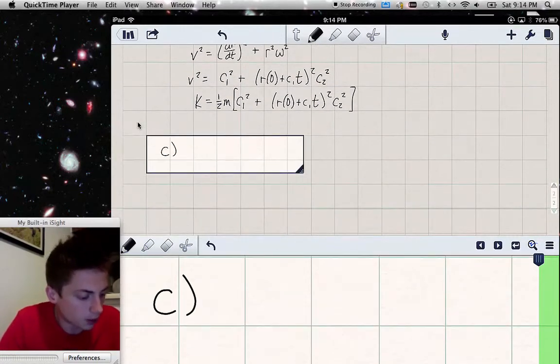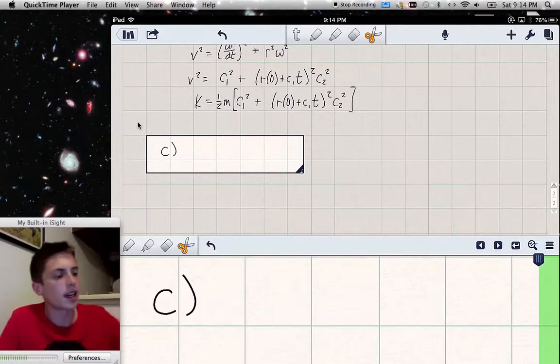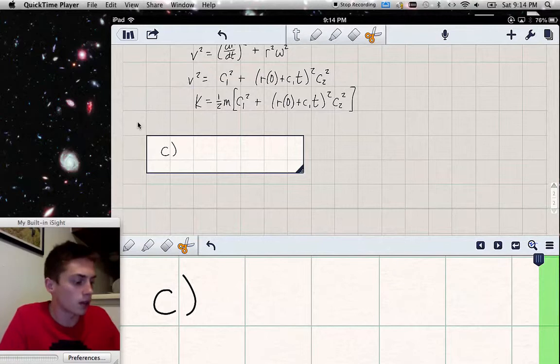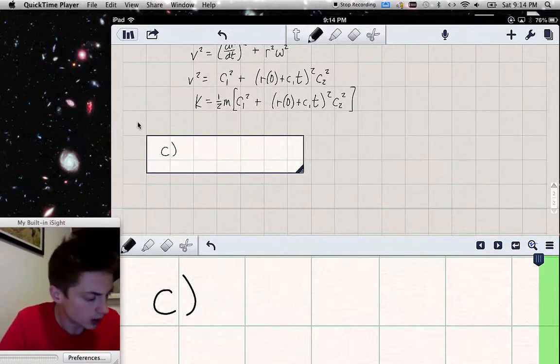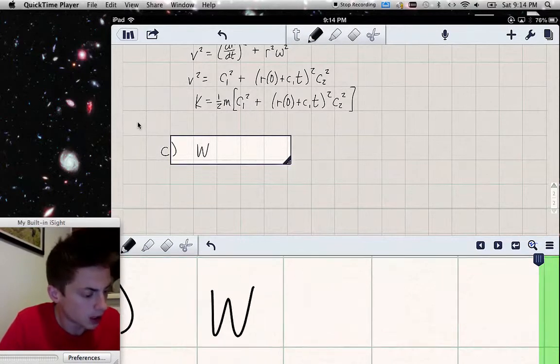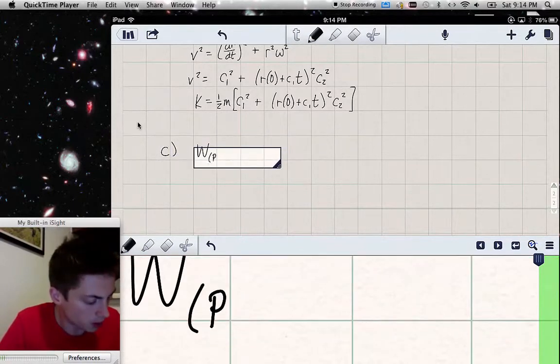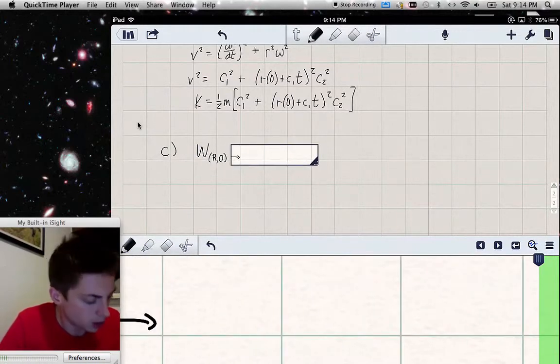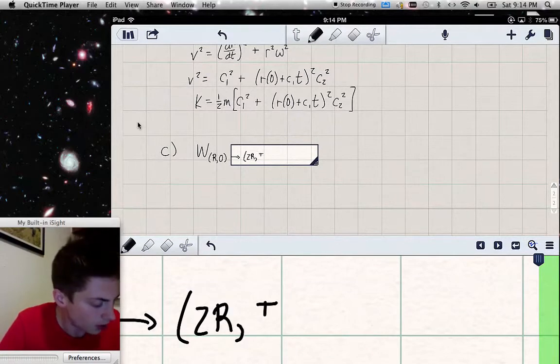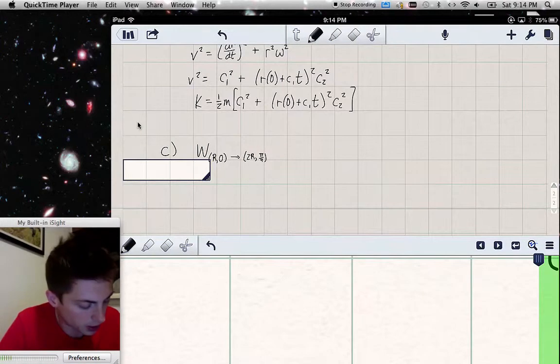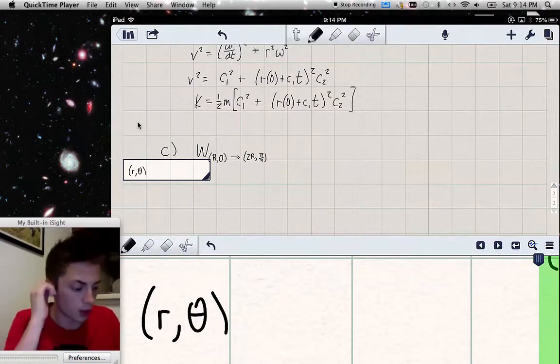Okay, now the last part, part C. Part C says, calculate the work done by the force exerted by the proton if the electron moves from r equal to big R at theta equal to 0 to the point r equal to 2 times big R at theta equal to pi over 4. Okay, so the work done between 2 points. So we're going from r0, where theta is equal to 0, to 2R, pi over 4. So we're just using the notation like (r, theta) to denote our points in polar coordinates.